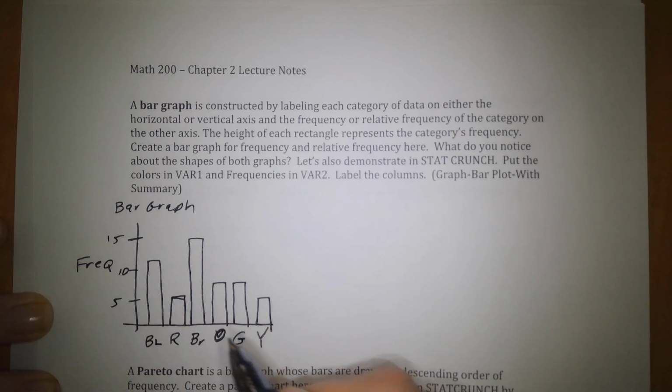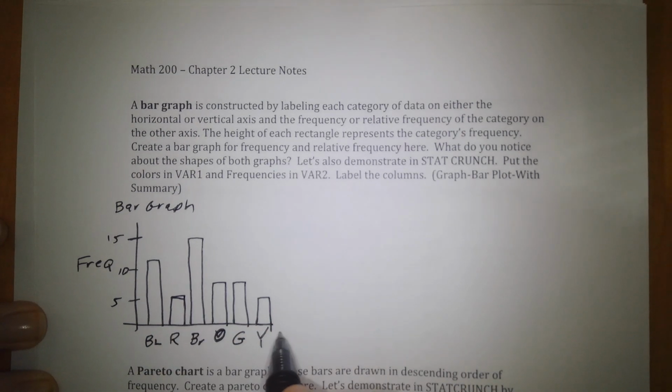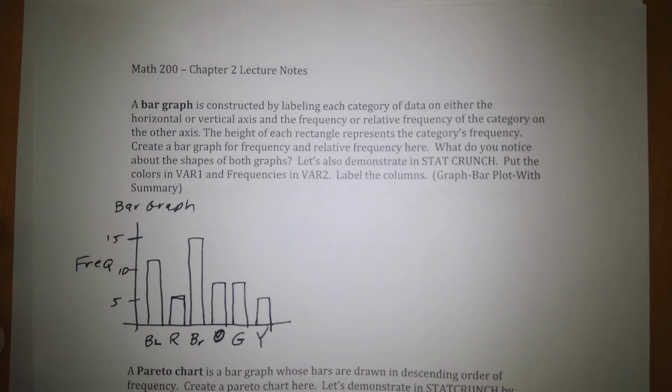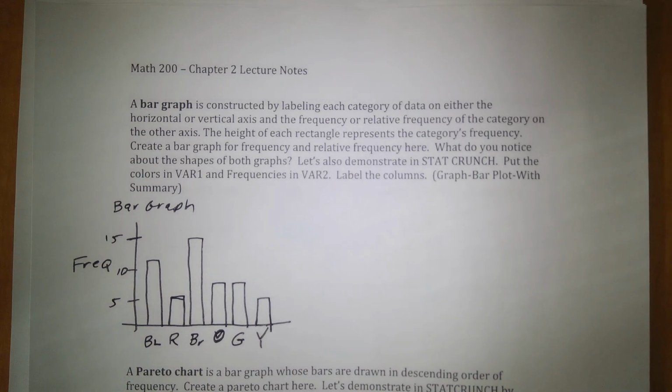So this is an example of a bar chart. It can show you the distribution of each. It's very easy to determine by looking at a bar chart which color had the most and which color had the least.